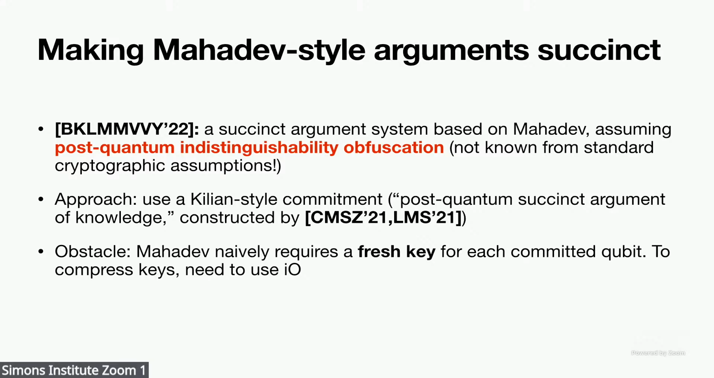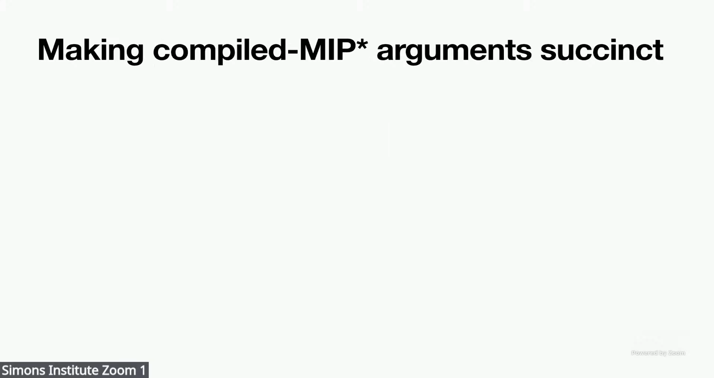And so they used I/O to compress a procedure that would generate fresh keys for each qubit. So this is, to my knowledge, the only place that I/O is used in this work. Okay, so that's what we know about making that approach succinct. Now, what if we tried to make these compiled MIP stars succinct?